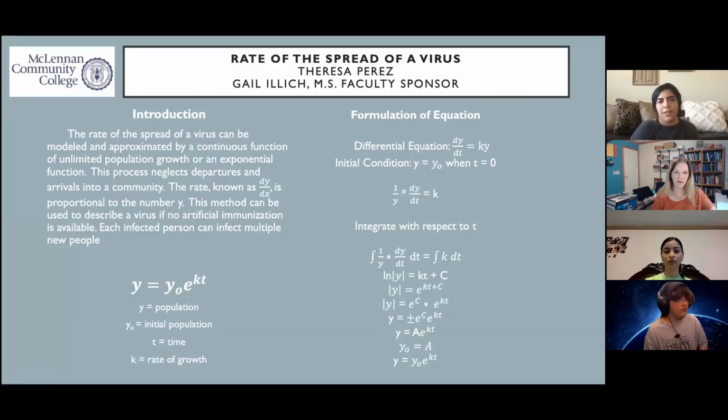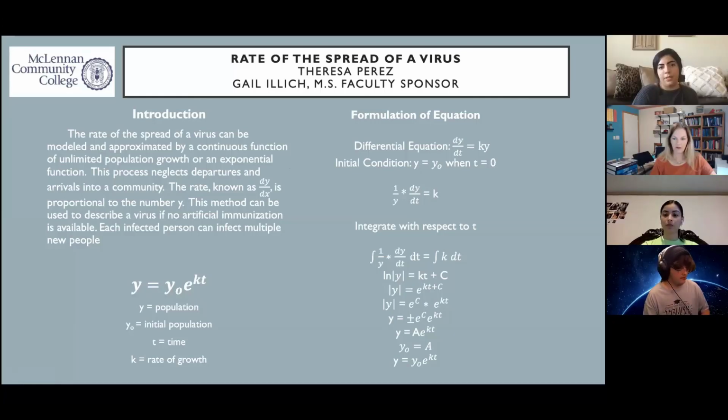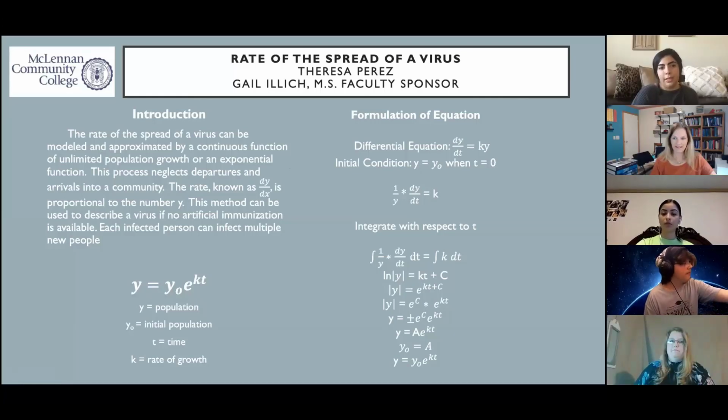This can be modeled by the exponential function of unlimited population growth. This process does not include people who leave or come into the community. It doesn't include any social distancing measures or vaccination or anything like that.